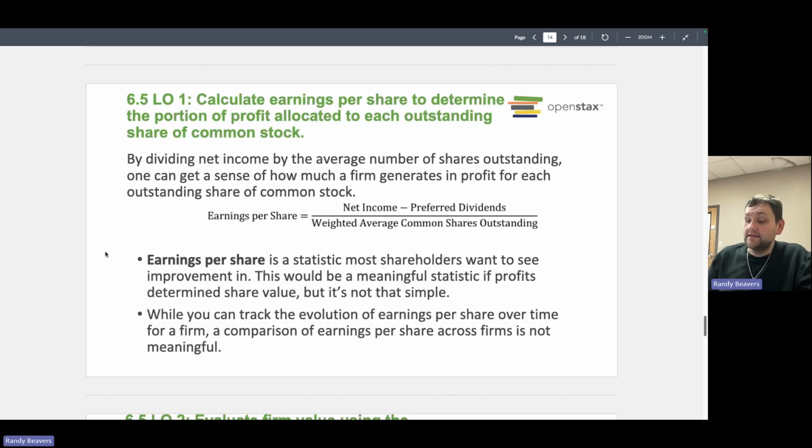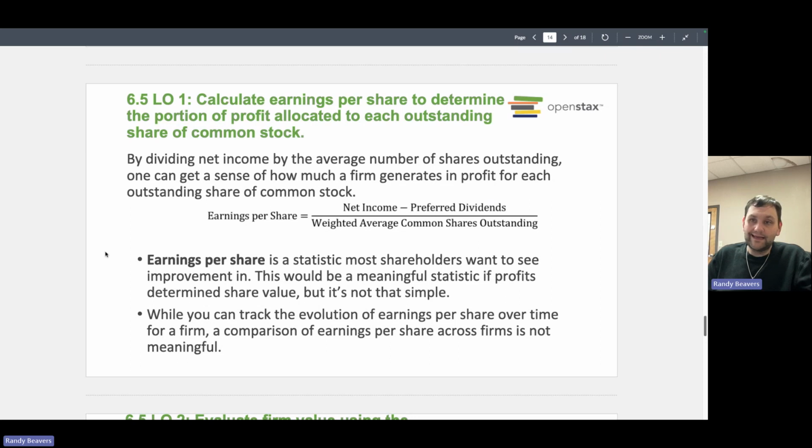Okay. Section 6.5, we now turn to market value ratios. So the first one you see here is earnings per share. This takes the difference between net income and preferred dividends and divides it by the weighted average common shares outstanding. This tells us how much a firm generates in profit for each outstanding share of common stock. And while we can track how earnings per share has changed over time for a firm, comparing earnings per share across firms isn't meaningful because they have differing numbers of shares outstanding.